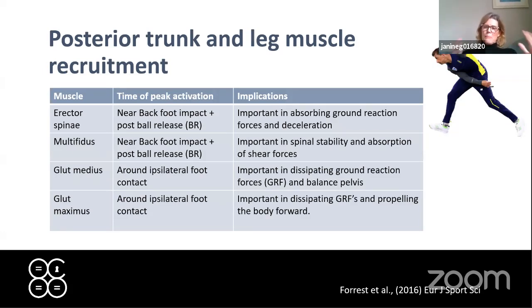Similarly, erector spinae, another big global muscle in the body, was also really active near back foot impact. This is because it is important in absorbing the ground reaction forces of back foot impact. But it was also very active post ball release, so it would be very important in working eccentrically to decelerate the follow through of bowling. These studies give us a really good insight into not only the ranges that we need to work our athletes, but whether we work them eccentrically or concentrically, and the actual angles of the joint that we put the body in when we are strengthening.